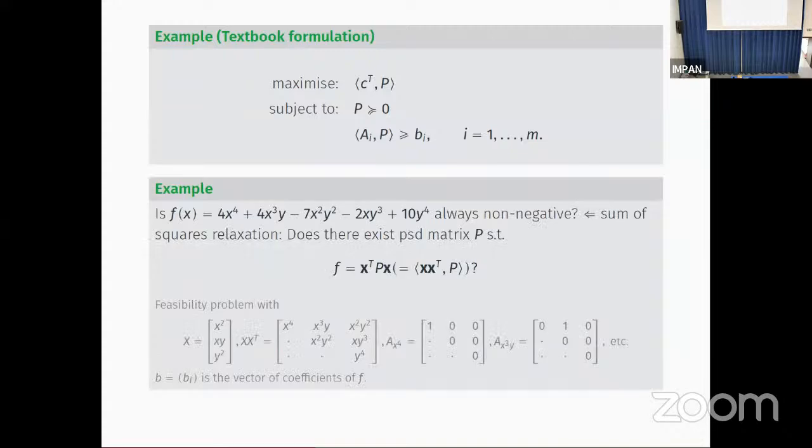And so here is an example. How does it translate to the polynomial setting? This is the same polynomial. It doesn't matter really. And we are trying to say, well, when is this polynomial non-negative? Well, if we find a sum of squares, it will also imply non-negativity. So it's a sum of squares relaxation. And we are looking for a positive semi-definite matrix P, which can realize f as a Gram matrix.